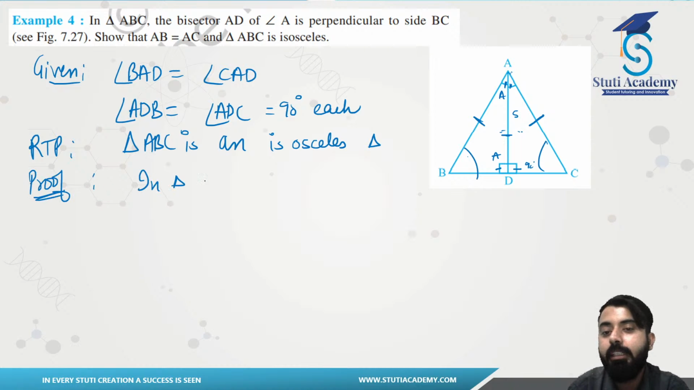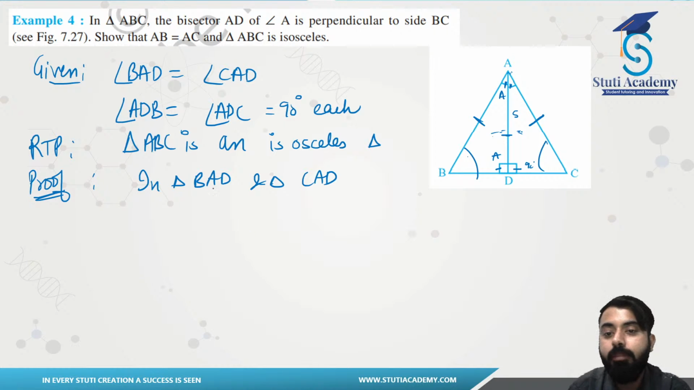So in triangle BAD and triangle CAD, naming is accordingly. You can take any name you want. You can take ABD, you can take ACD, or you can take BAD, you can take CAD, or you can take DAB, DAC. Choice is yours. You can name them accordingly, but you have to take these two triangles. That is the main thing to note here.